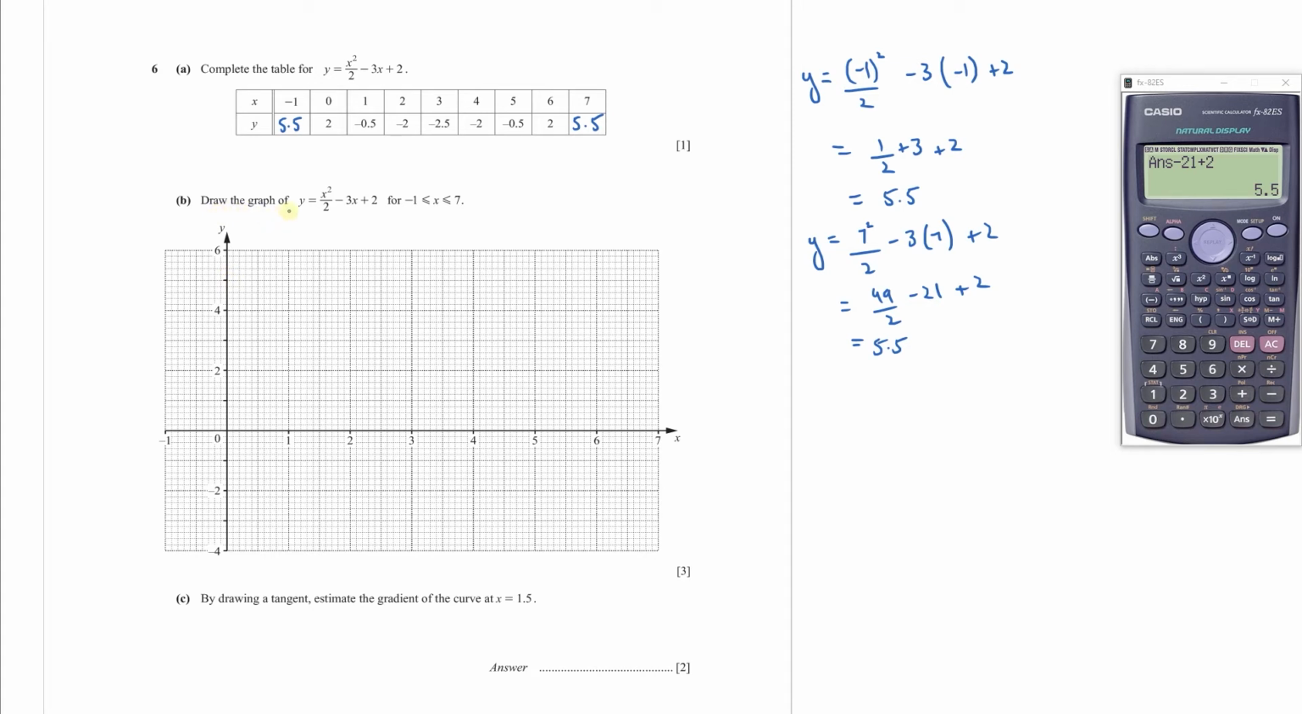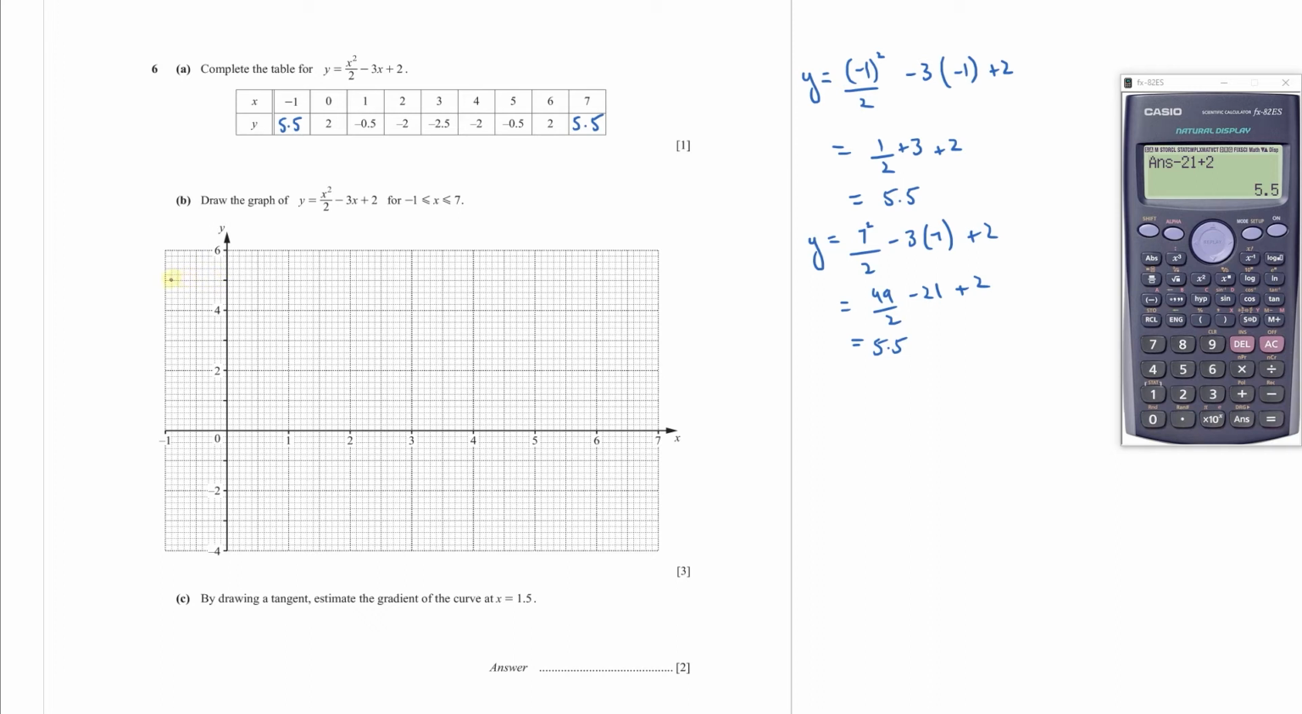Part B is draw the graph of y equals x squared over 2 minus 3x plus 2 for x values between minus 1 and 7, including these values minus 1 and 7 as well. So we are given the x's here, so we can easily plot these points and draw the curve for this equation. So the first point is minus 1 and 5.5. So x value is minus 1 and y value is 5.5. So this will be 5.